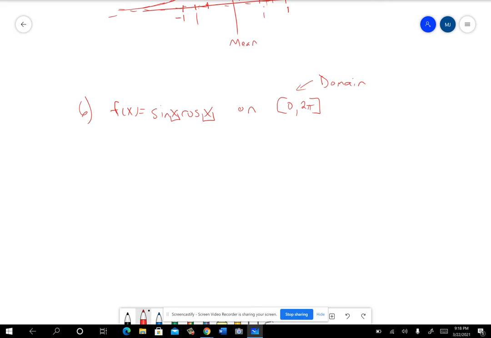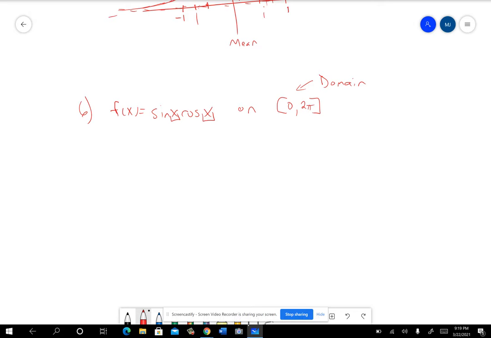So the domain would have been all reals, but we're just restricting ourselves to from 0 to 2 pi to simplify when we get ready to calculate things like critical values. Okay. All right. So that's the domain.